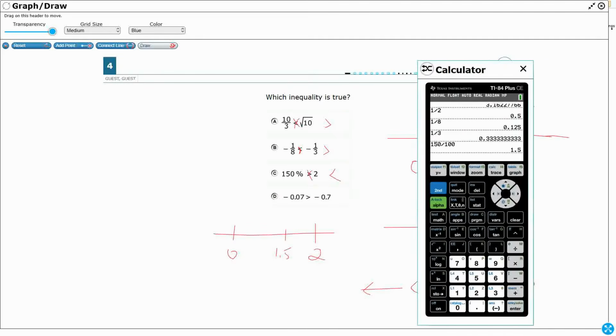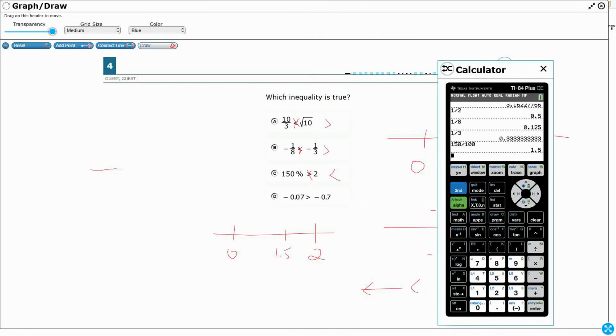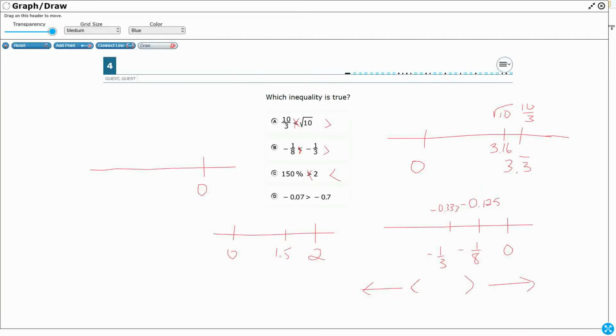All right, so now let's deal with these last negatives, and it's got to be this. All right, so they're both in decimals, so we don't need to do anything with this calculator. So I'm going to say 0.07, and I'm going to add a 0 here so we can take a look at that.